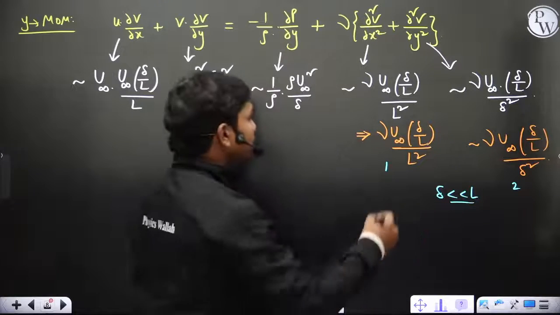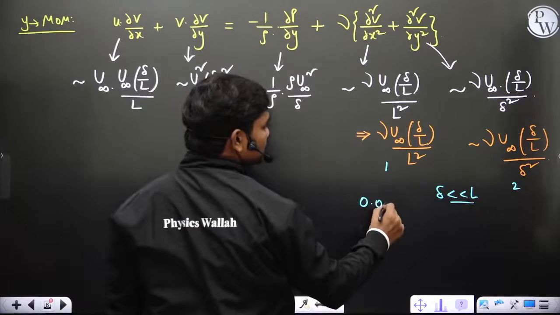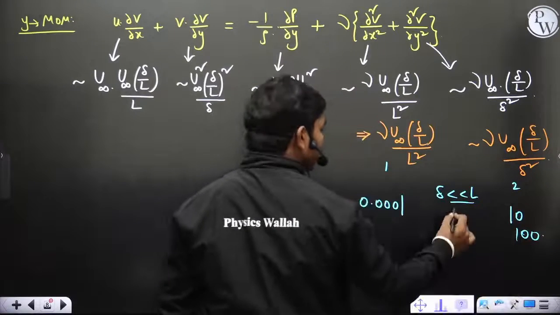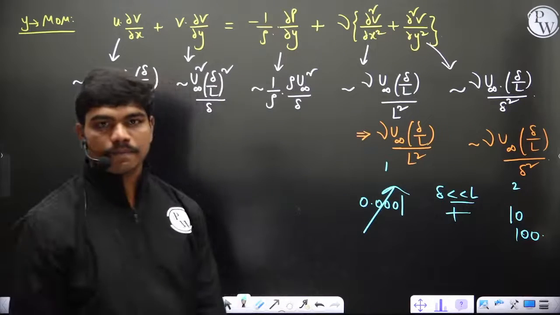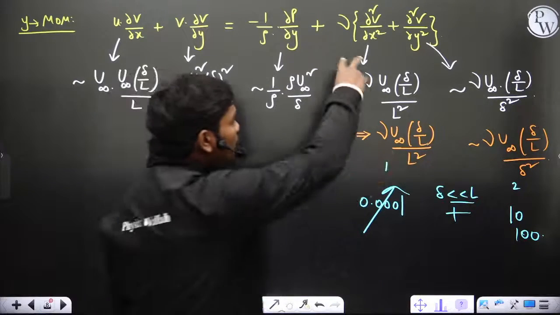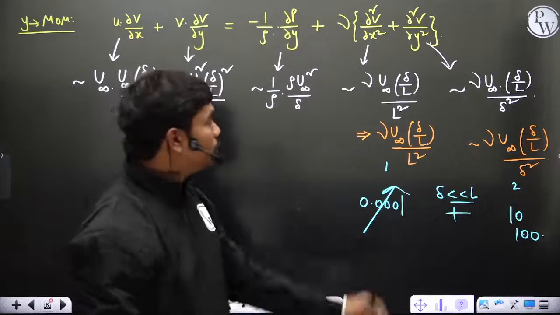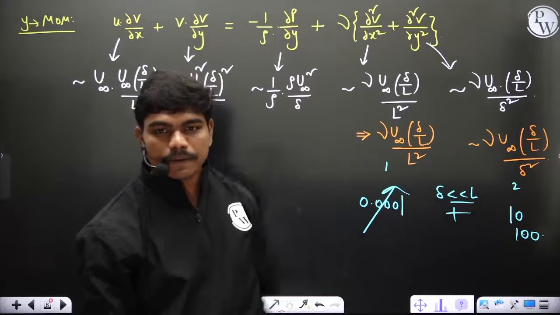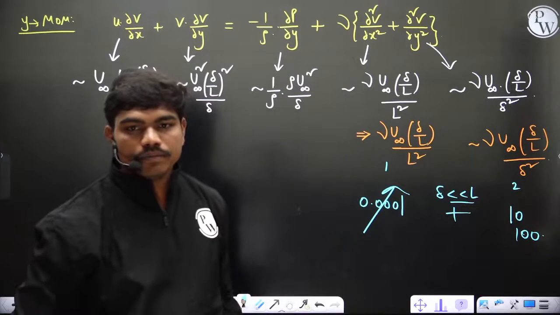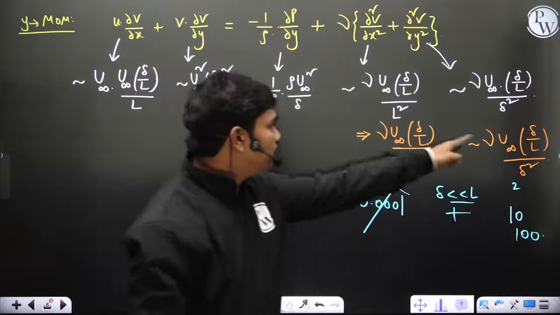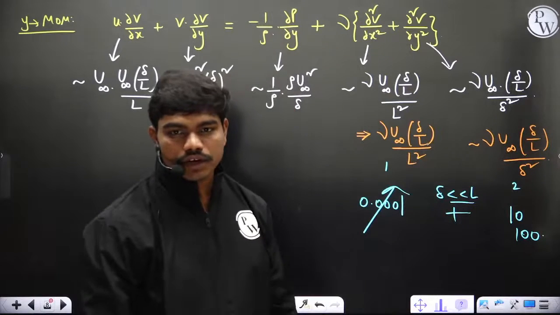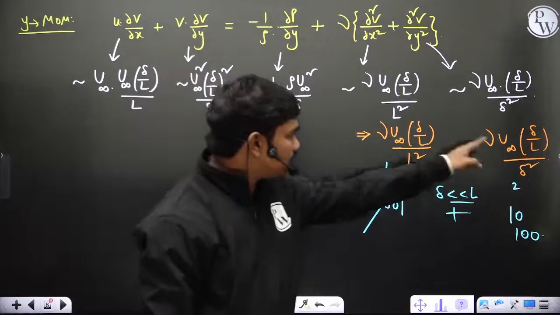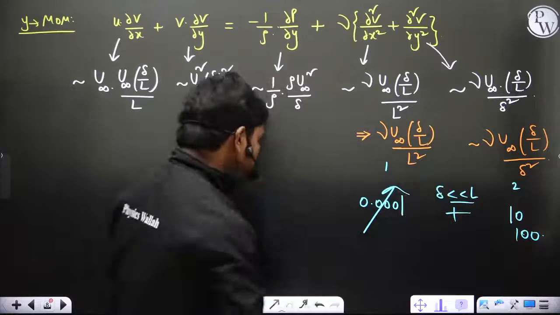If you do the summation, this term will contribute something like 0.0001, and this term will contribute something like 10 or 100. So definitely when you add, you can neglect this. Clear? Out of these two terms, if you do some bit of scaling analysis, you will find the effect of this term is very, very less compared to this. Numerator is the same in both cases, but denominator-wise it's large.